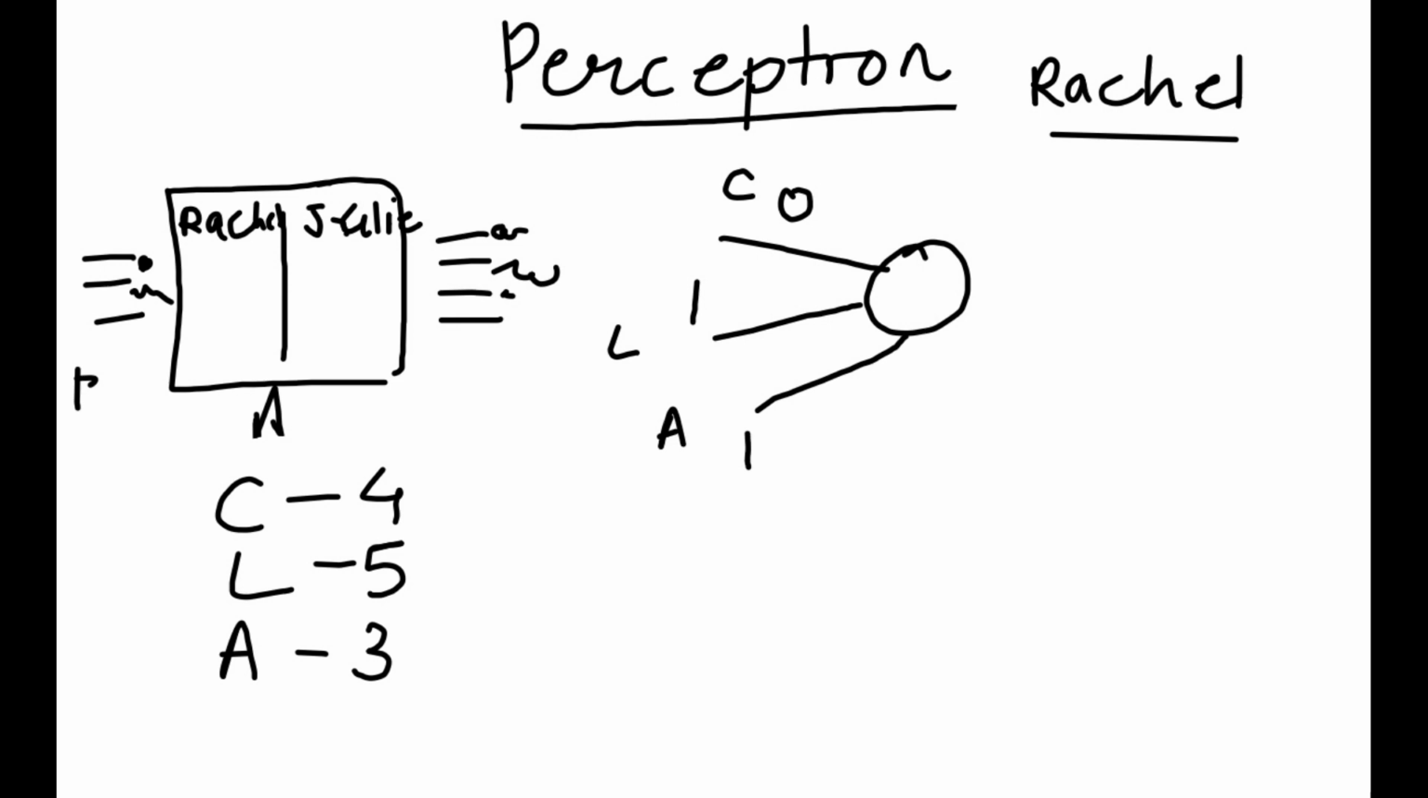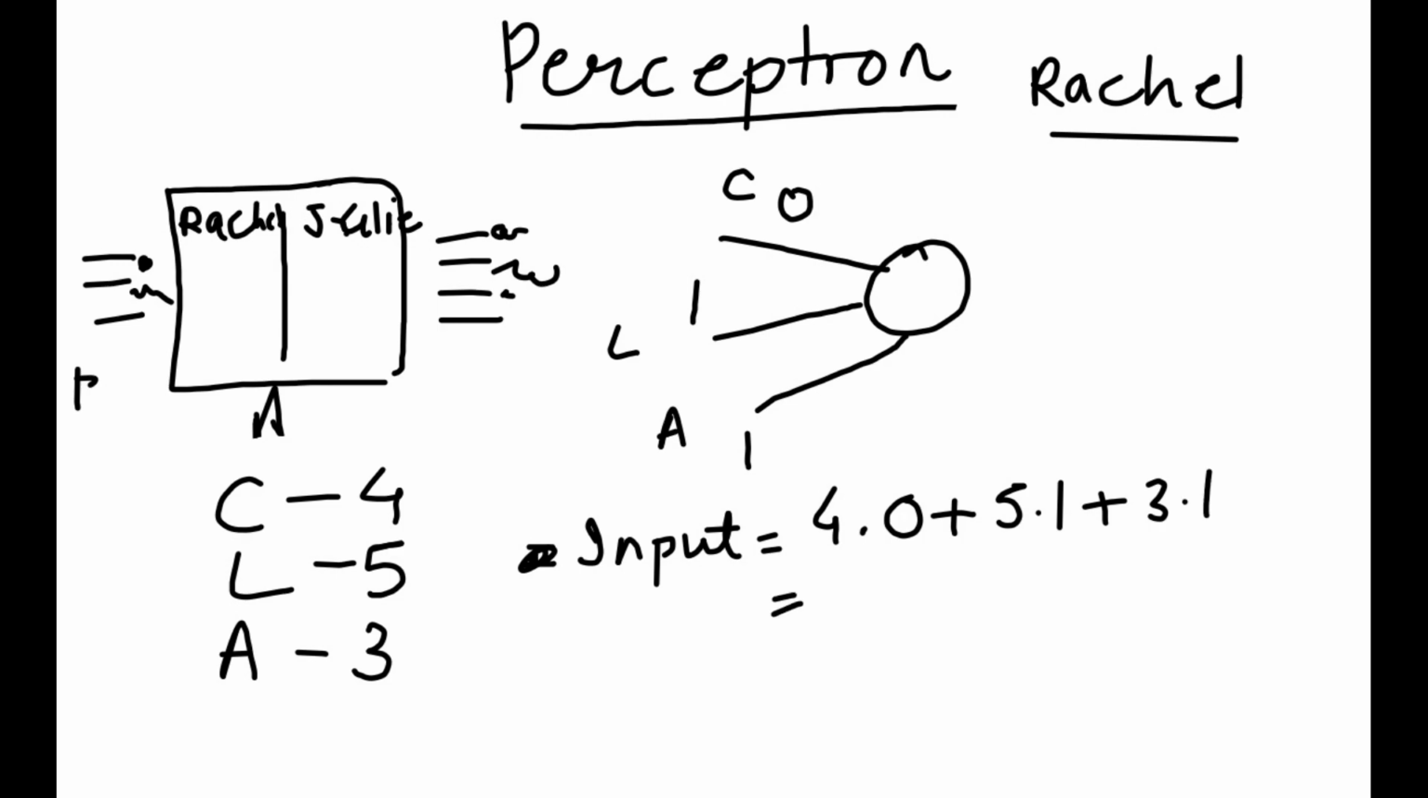Okay, so now what is the total input to the perceptron? So my total input after weighing all of the inputs will be 4 into 0 plus 5 into 1 plus 3 into 1. And I'm using this dot as a multiplier, because we don't have much space on the screen. This is going to be 0 plus 5 plus 3. So this is an 8, right? Now, I forgot about something, I'm sorry.